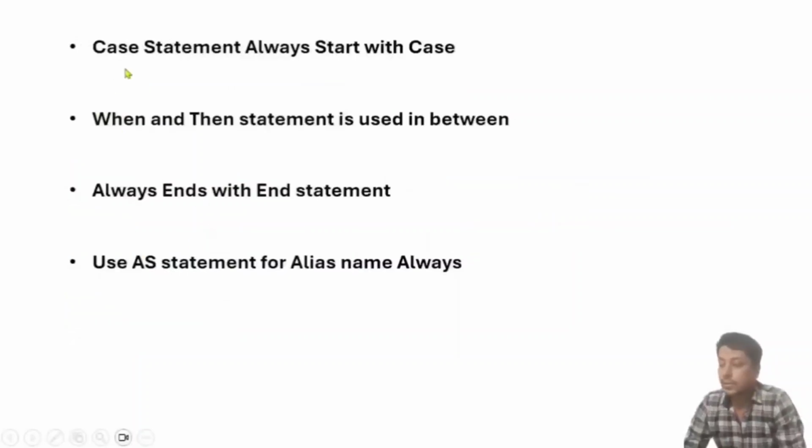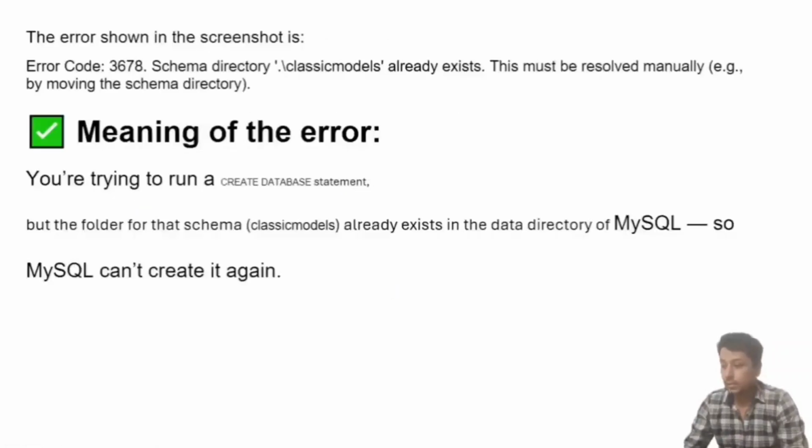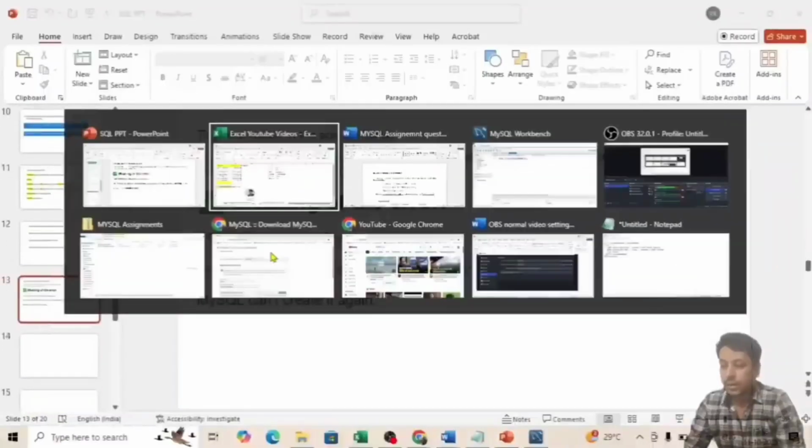So you can see three important points. A CASE statement always starts with CASE. WHEN and THEN are used in between in the case statement, and it always ends with the END statement. Use AS for the alias name always. Please make a note of this, right? Okay, now we will write a query.